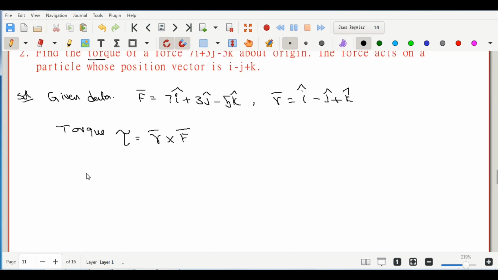So I have to write a determinant here. That means r bar cross f bar is equal to the determinant of the data, that is i j k. First we have to write the r values here, then we have to write the f values, because it is r bar cross f bar. So this is 1i minus 1j plus 1k. So I have to write 1, minus 1, 1. Next, from force, the values are 7, 3, minus 5.